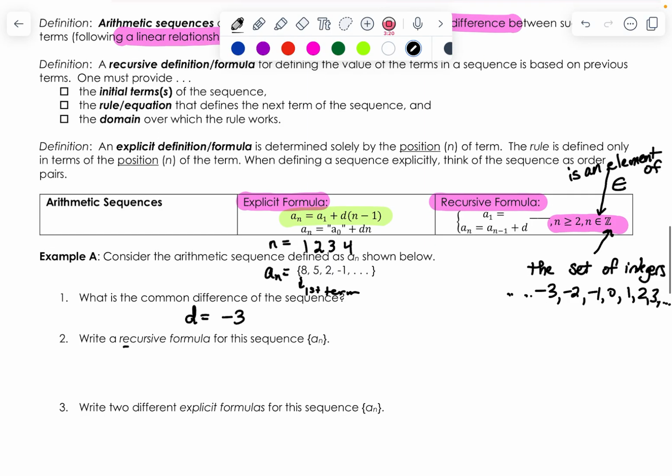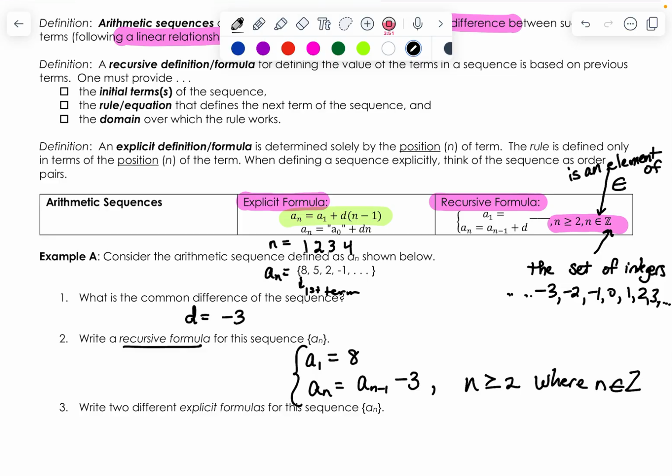So to write a recursive formula, here's how it works. You start with the first term. The first term is 8. Then a sub n is going to be the previous term, a sub n minus 1, and then it's plus the common difference. Well, that happens to be a minus. And then we would write n is greater than or equal to 2, because I can't put 1 in there because I'd have a sub 0. And that's where n is an element of the set of integers.